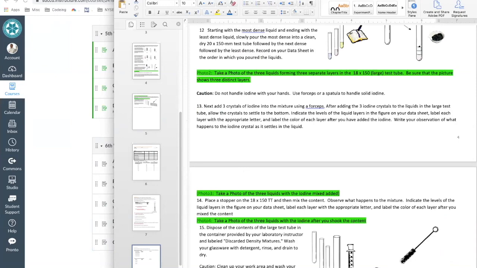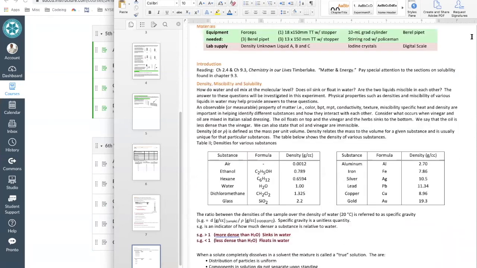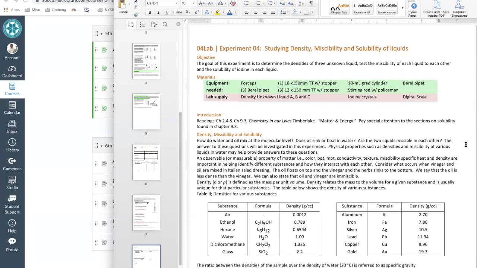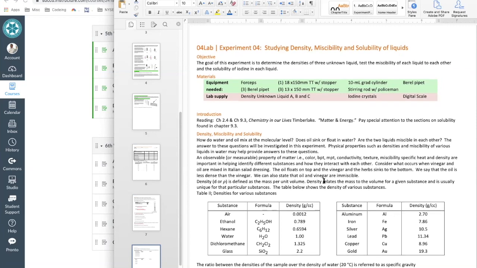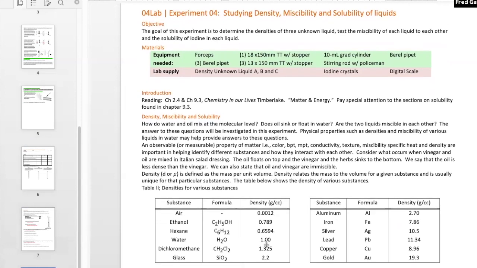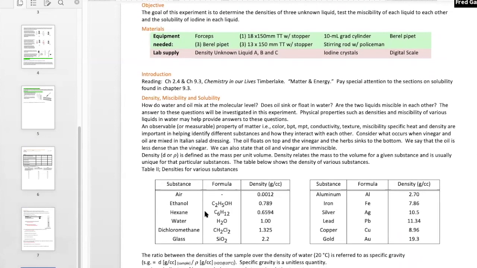I've downloaded the experiment. And what you guys need to remember is that this experiment will go pretty fast. There are 3 chemicals in your lab kit. It's called density, unknown A, unknown B, unknown C, and then you also have iodines. If you take a look at these, these are typical substances and their density.